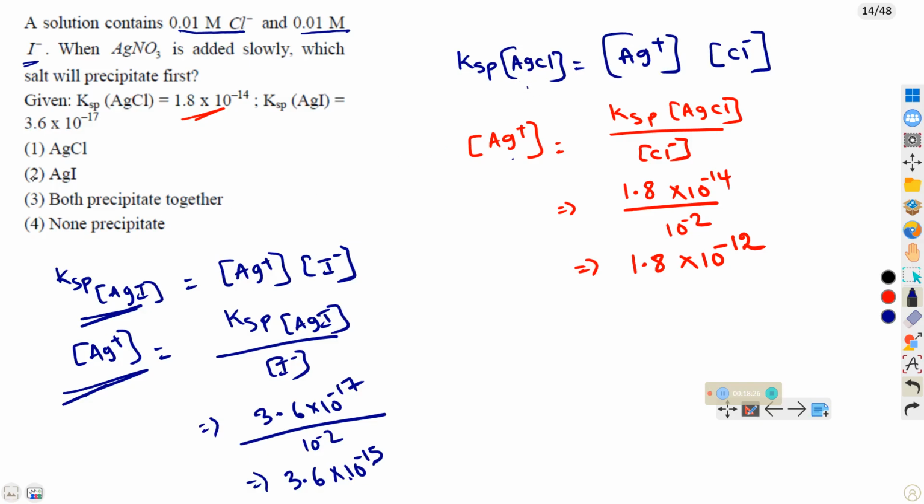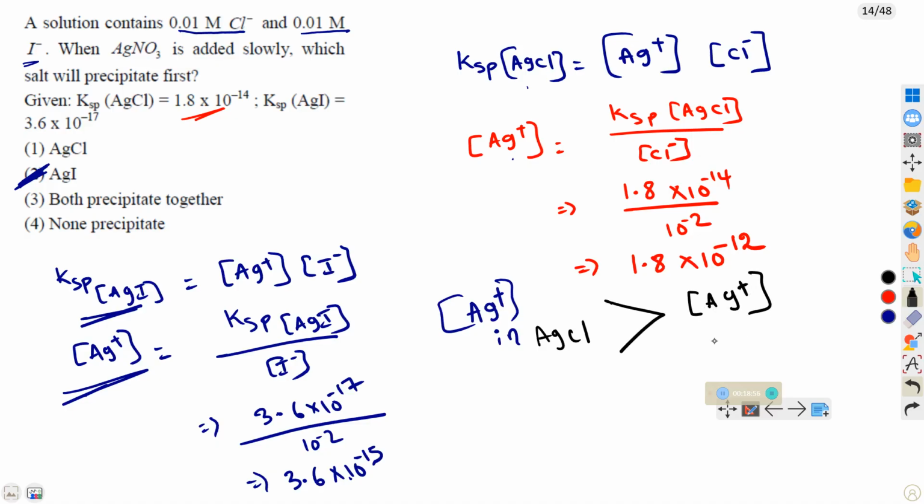That's the reason AgI precipitates first. Which salt will precipitate first? Ag plus ion concentration in AgCl is more compared with Ag plus ion concentration in AgI. Ag plus ion concentration in AgI is low. That's the reason it precipitates first.